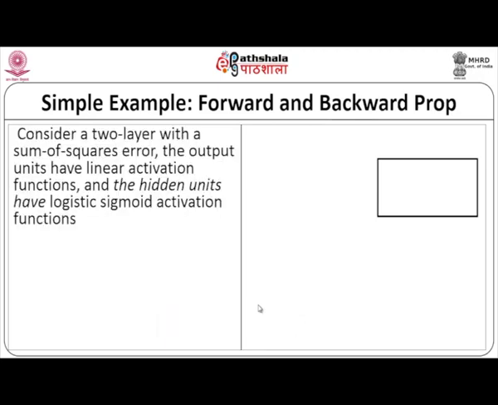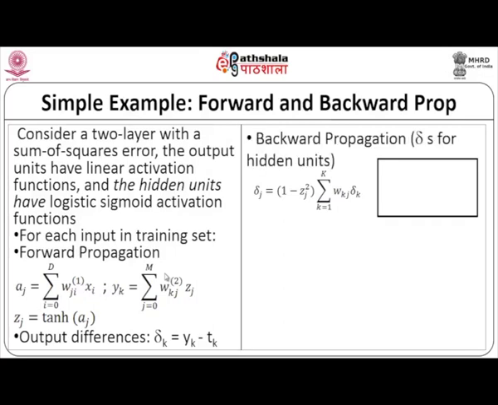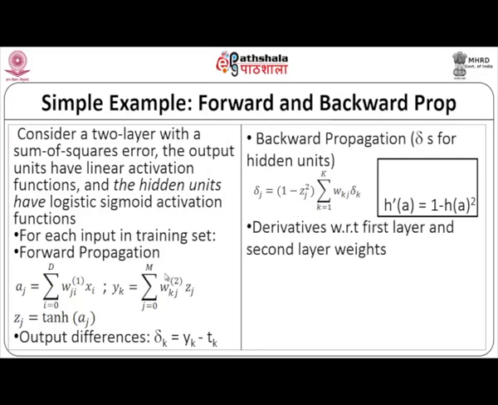So, let us see a simple example of forward and backward propagation. Consider a 2-layer network with a sum of squares error. The output units have a linear activation function and the hidden units have a logistic sigmoid activation function. For each input in the training set, forward propagation works this way, and zj is tanh of the activation. Then comes the backward propagation of deltas for the hidden units. Here h dash of a is equal to 1 minus h of a squared, because we are assuming a sum of squares error, and the derivatives with respect to the first layer and second layer weights will be like this.